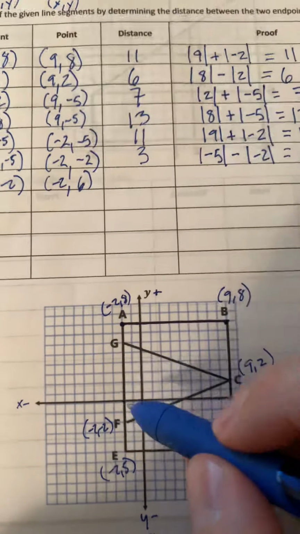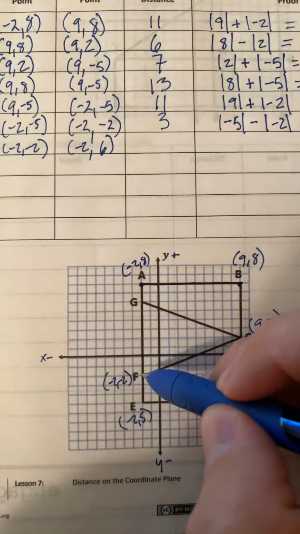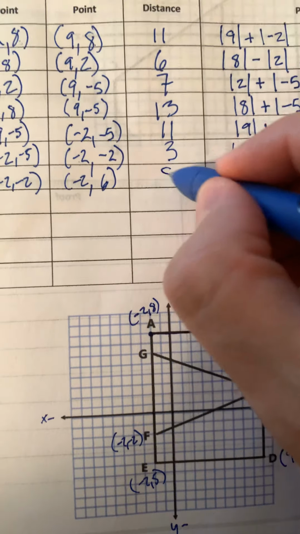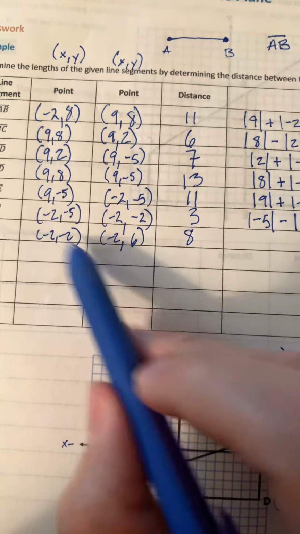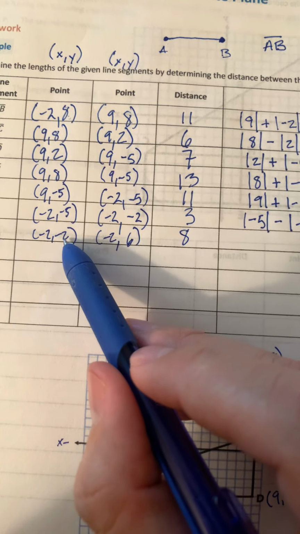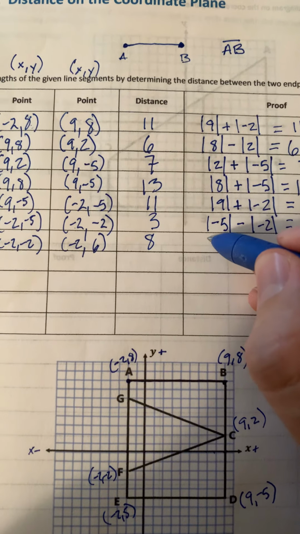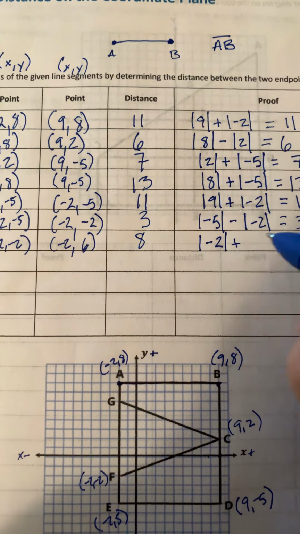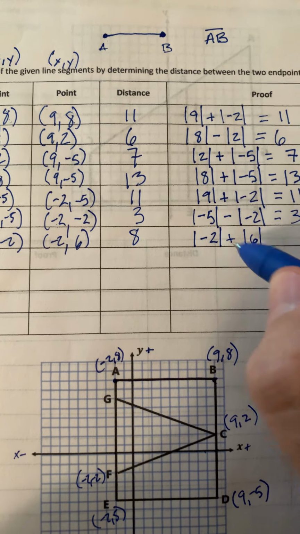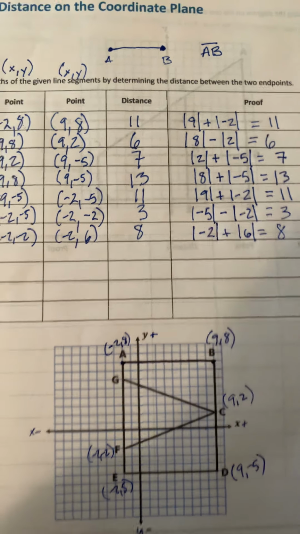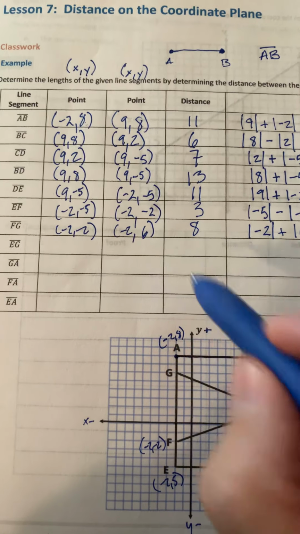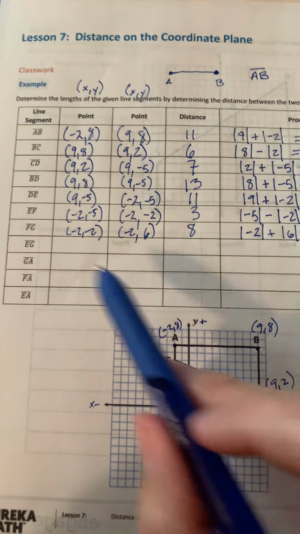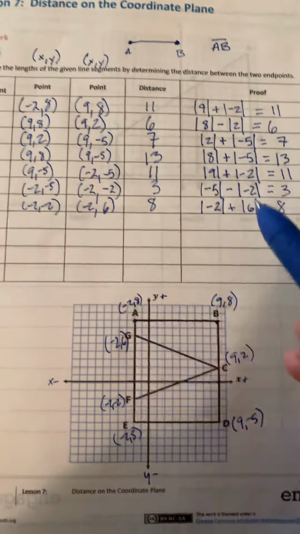Okay, and let's count the distance from F to G. 1, 2, 3, 4, 5, 6, 7, 8. So 8 is the distance. If you notice, the x's are the same, -2, -2. The ones that change are the y's, -2, +6. So we're going to show the proof. The absolute value of -2 plus the absolute value of 6, which is saying 2 plus 6 equals 8, and there's your 8. All right, so G is -2, 6.